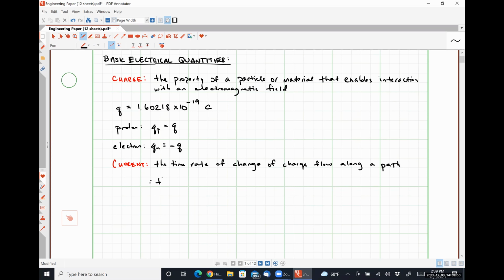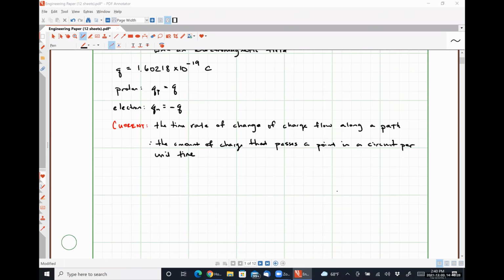The amount of charge that passes a point in a circuit per unit time. These two things really mean the same thing. It's just two very slightly different ways of looking at stuff. Okay.